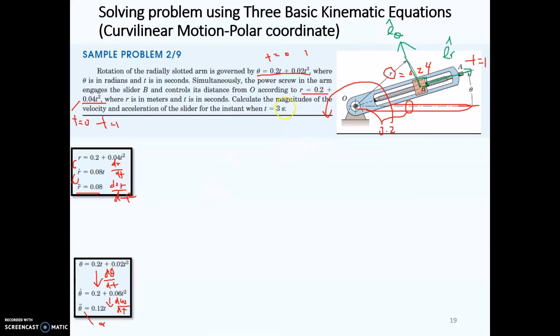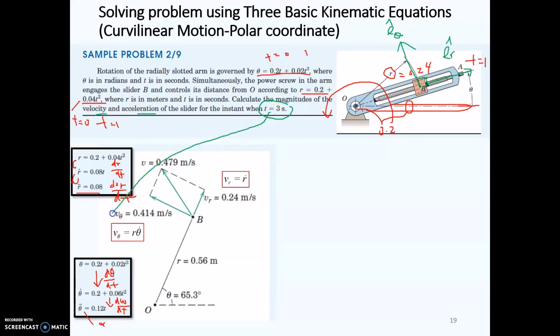Next, we are going to find, at t equal to 3 seconds, what is the magnitude of the velocity and acceleration of this slider B. At t equal to 3 seconds, substitute inside this formula, you obtain the angle is equal to 65.3 degrees. So this is your radial direction, and this is your transverse direction. In the radial direction, you have the radial velocity, which can be computed by using this formula, r dot. So you substitute t equal to 3 inside the r dot, then you obtain the radial velocity to be 0.24.